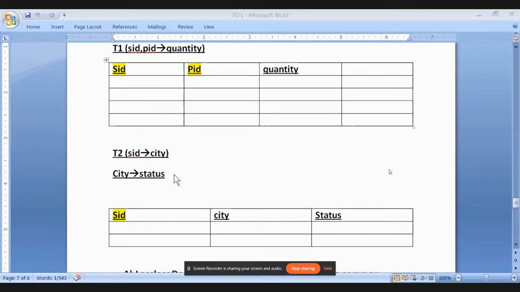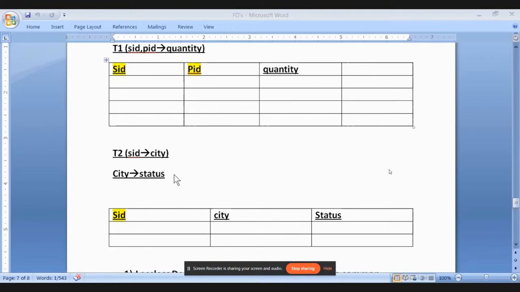What is the FD here in the T2 table? SID determines city. Yes, ma'am. City is a non-key attribute dependent on SID. Is SID part of a candidate key or the full candidate key? Ma'am, with respect to the T2 table, SID is the full candidate key. Just now you said that SID is the candidate key of T2. Yes, ma'am.